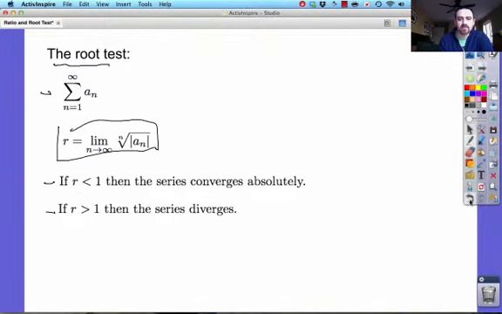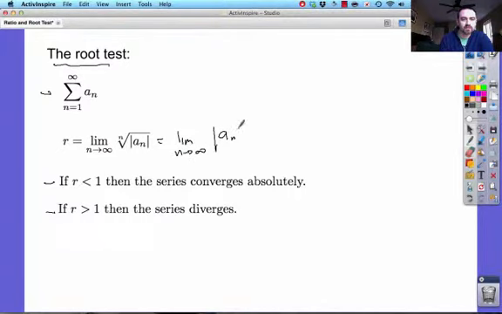R in this case is, we take the limit again, but we take the absolute value of the nth term raised to the 1 over n power, or to the nth root. So we could write it like this if we wanted, and you'll see it written this way all the time. Either one is totally acceptable. Absolute value raised to the 1 over n. I'll show you how this works now.